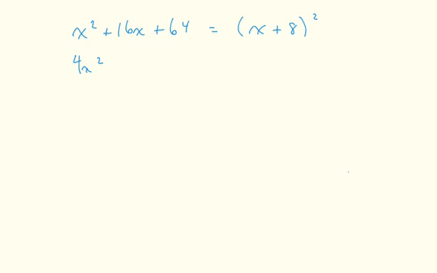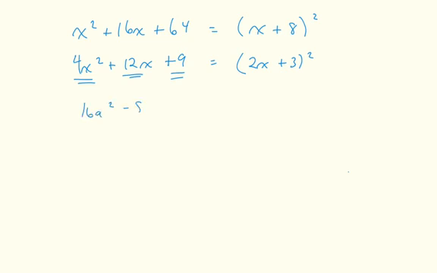4x squared plus 12x plus 9. Well, let's see. I definitely know that 4x squared is a square. It's the square of 2x. 9 is a square. It's the square of 3. If this is right, then that works out to double of whatever 2x times 3 is. Looks pretty good.